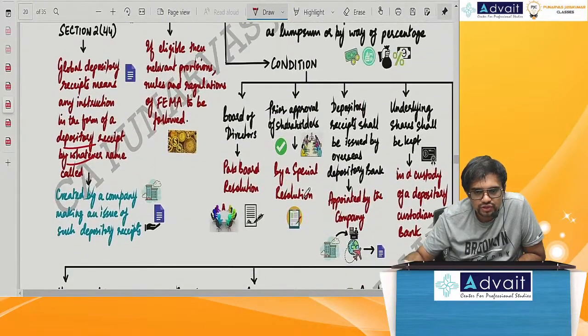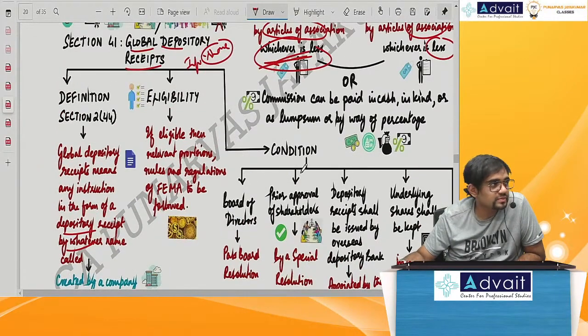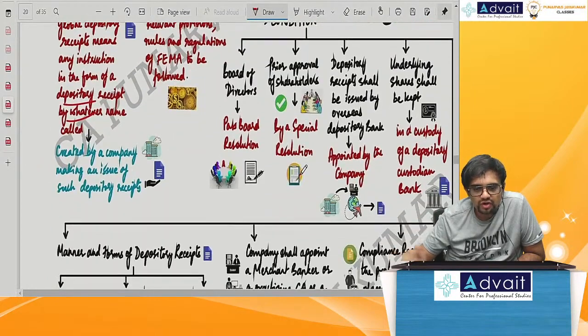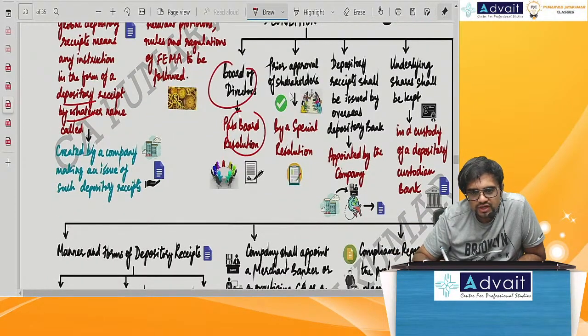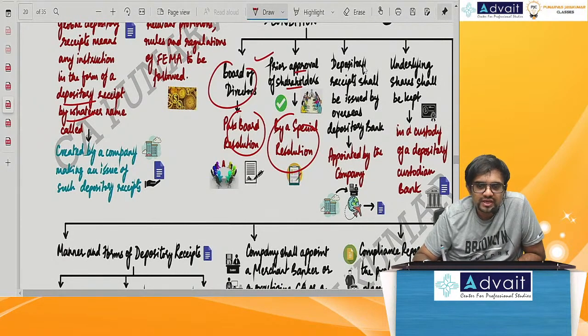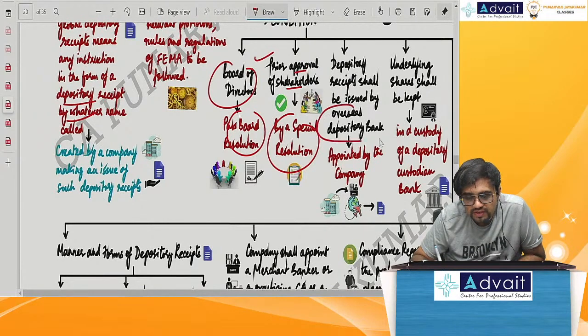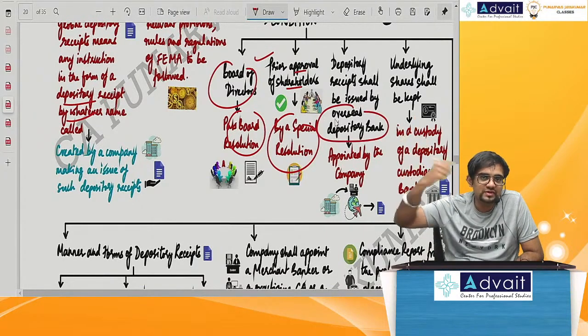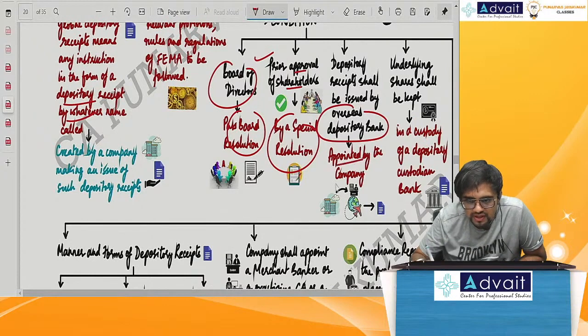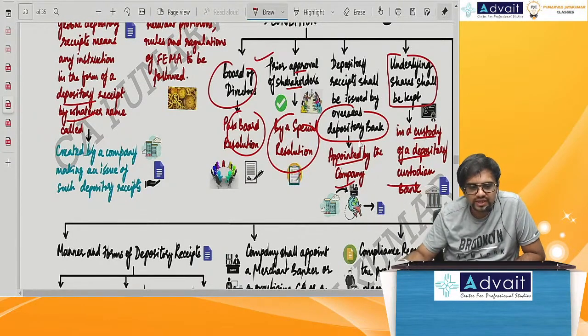As you can see, what all should I do? First, they can ask you a 4-mark question as to what are the procedures when I am doing depository receipts. First, the board of directors should pass a board resolution. Prior approval of shareholders has to be taken by a special resolution. Depository receipts shall be issued by an overseas depository bank. As I told you, one bank is overseas, one bank is the custodian appointed by the company. Underlying shares, Infosys shares, will be kept where? In a custodian bank in India.